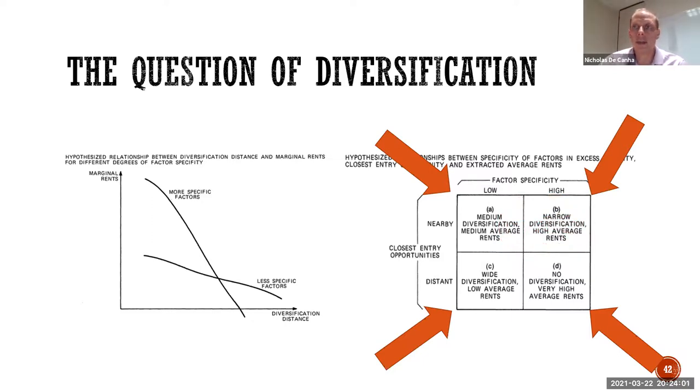When you talk about an example where no money is being made, even though the marketing is amazing, it's this idea of Tesla and the Elon Musk brand. You've got very low factor specificity, not sure what it is really, except capital. And you've gone into these distant things and you tend to have low rents.